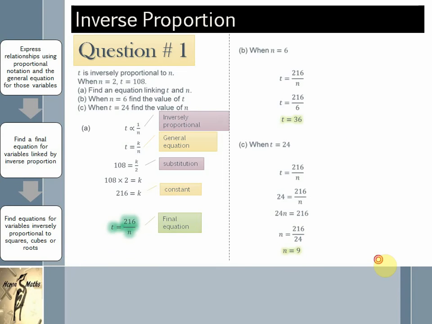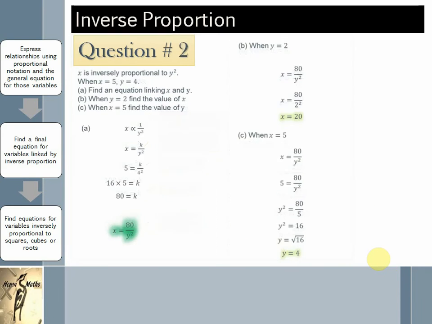Next, moving on, question number 2. Question number 2 is again an inversely proportional question. He says that x is inversely proportional to y square. So first we have to write the equation: x is proportional to 1 over y square. In inversely proportional we have to write the equation in divide form. So here the general equation is x equals k divided by y square.